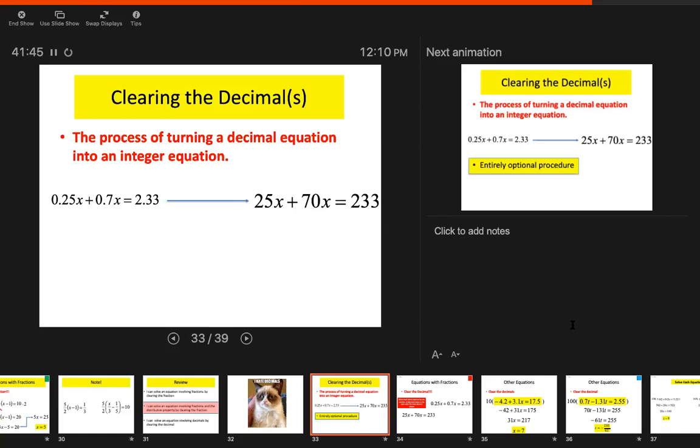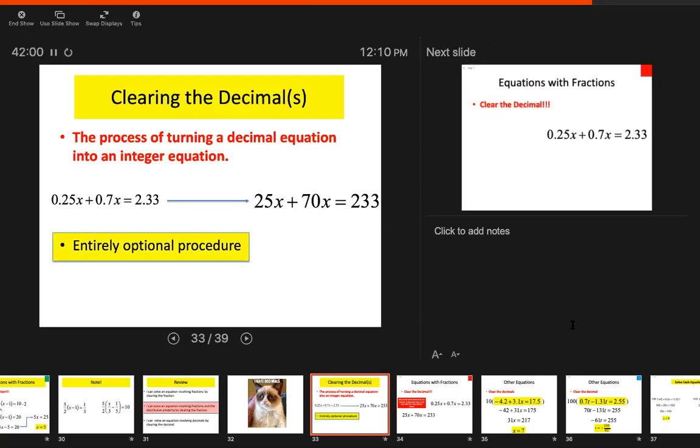Boom. So you tell me, do you want to solve one with decimals or one without decimals? Most people would rather do it without decimals, because I can do this quickly in my head. 25 and 70? 95, and then divide both sides by, and you're done.